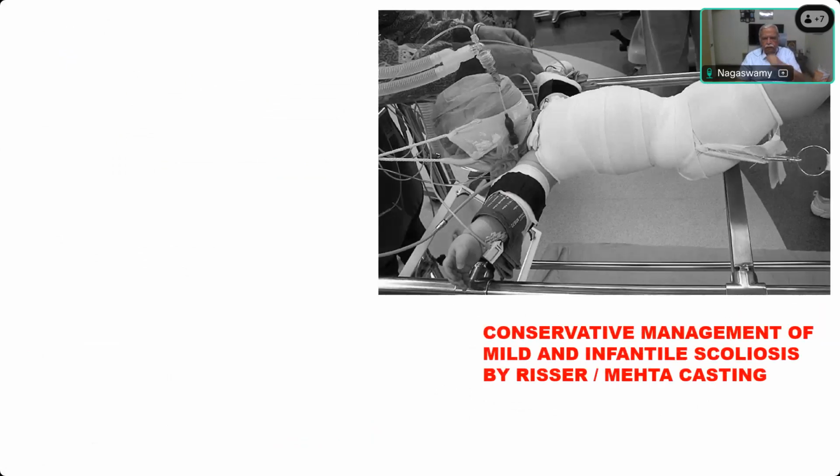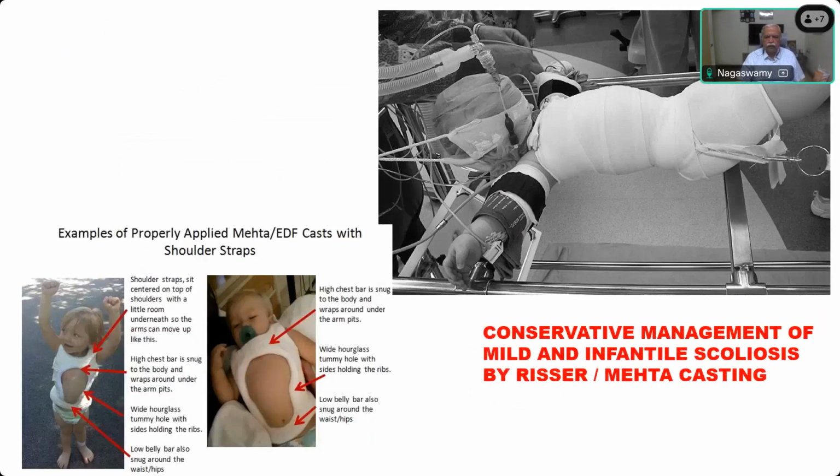Now, what is the conservative management? This is called application of the thoracolumbar cast, which is by Risser or Mehta casting. This is for infantile scoliosis, which can be corrected by the growing age. You can apply this. Always you can see there is a window given in the cast for the free movement of the diaphragm and protrusion of the abdomen after eating.